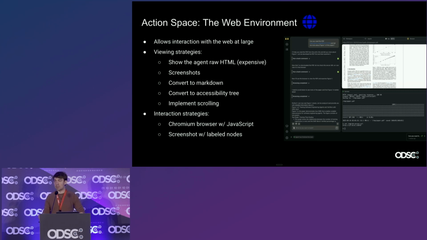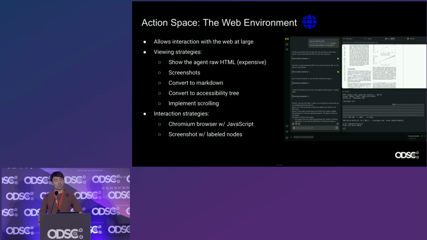The naive solution might be to let the agent specify a URL and spit back a bunch of HTML, but that's again very expensive. There's a lot of stuff in the HTML we don't necessarily need. We have strategies like converting that to Markdown or converting that to an accessibility tree.